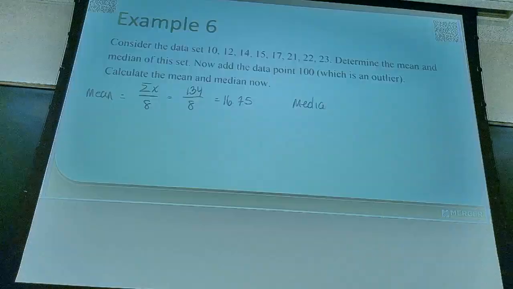And what is the median? 16. How'd you get it? The two middle numbers divided by 2. Which are what? 15, 17.